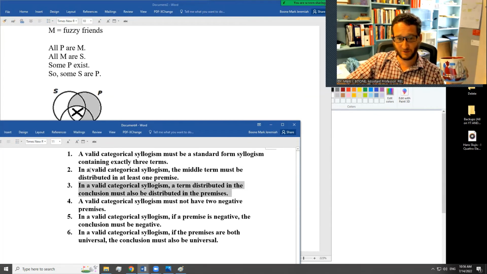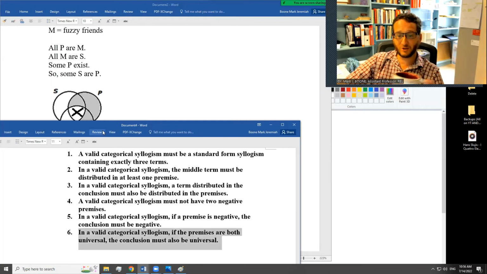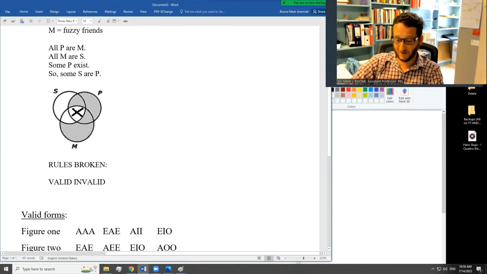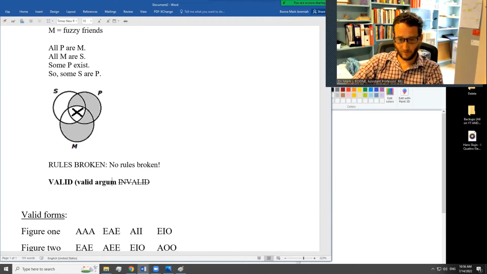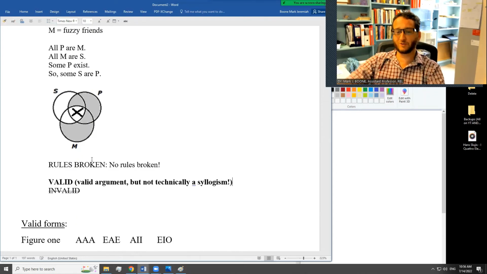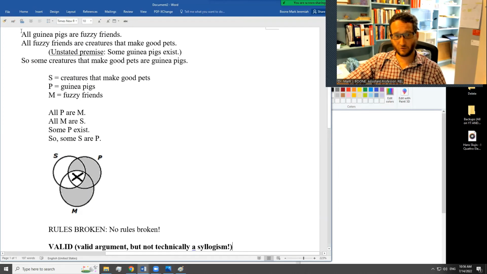Term distributed in the conclusion, distributed in the premise, no problem, nothing's distributed in the conclusion. We don't have 2 negative premises. We don't have any negative premises, so we don't need a negative conclusion. If the premises are both universal, the conclusion must also be universal. We have 3 premises, and one of them is not universal, so no problem. So no rules broken. Not all the rules, strictly speaking, apply, but at any rate, no rules broken. So this is a valid argument, but not technically a syllogism. So that's one way you can play around with the argument if you treat it as an enthymeme.